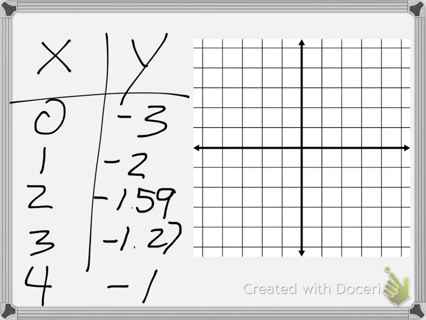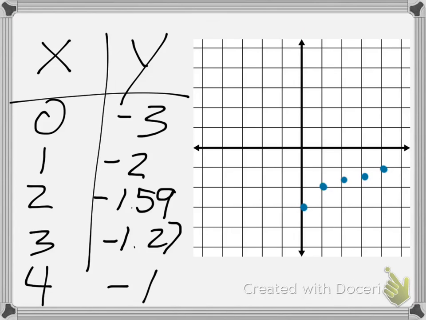Here I have set up my graph and transferred my table over with the different numbers so it is easier for me to look at while I'm graphing. We're going to plot all the points. The first one is 0, negative 3. 1, 2, 3, plot that one. Next 1, negative 2. Next 2, negative 1.59, roughly around there. Next 3, negative 1.27, roughly around there. And 4, negative 1. It's a little bit tough to plot those decimals, but it's alright.